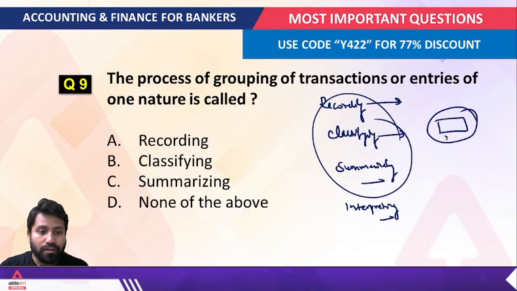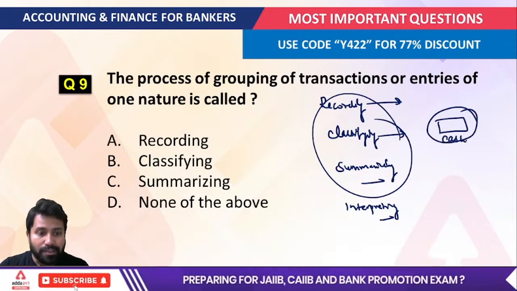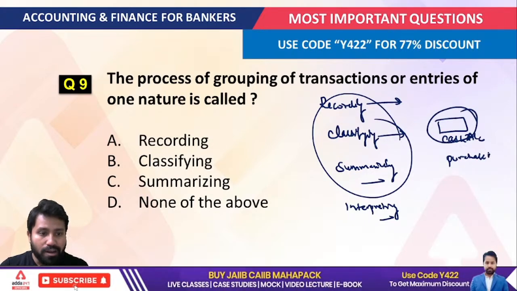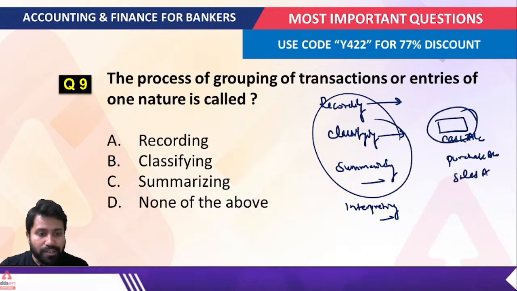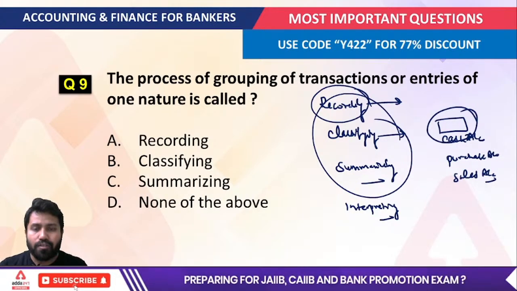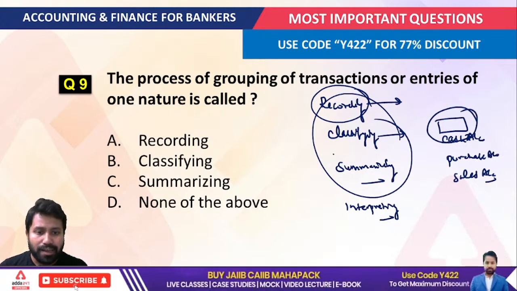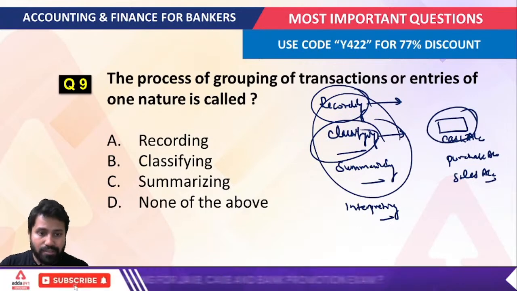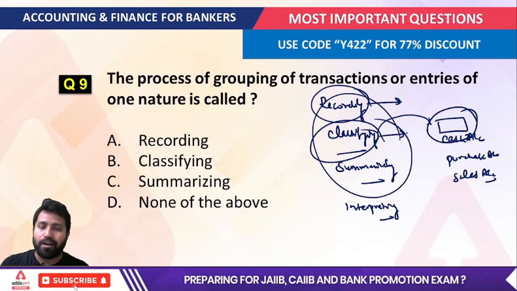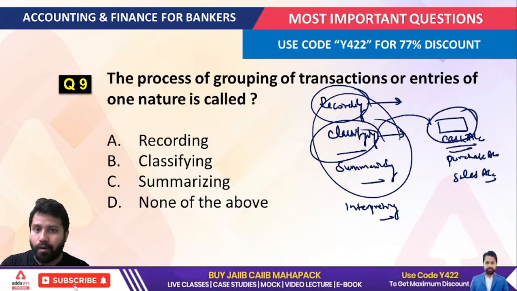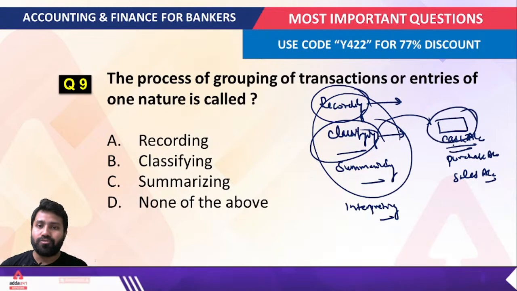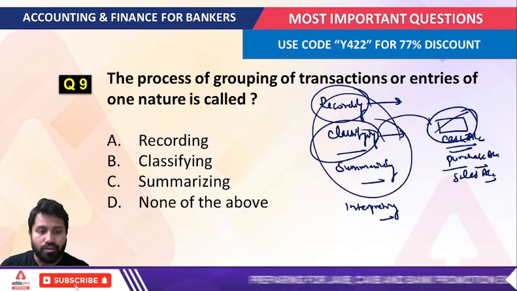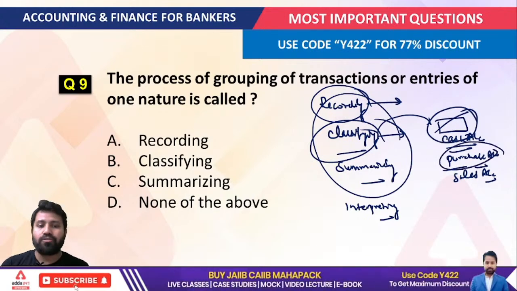Suppose we are making a particular head here, for example, the cash account, the purchase account, the sales account. In recording you just recorded the transactions only, while in classifying you make groups of similar items. That means you are making one head for all the transactions related to a particular account. Suppose all the cash transactions are going to be recorded in the cash account, and all the purchase type transactions are going to be recorded in the purchase account. So this is known as the classifying phase.